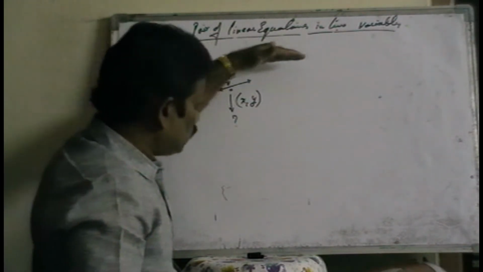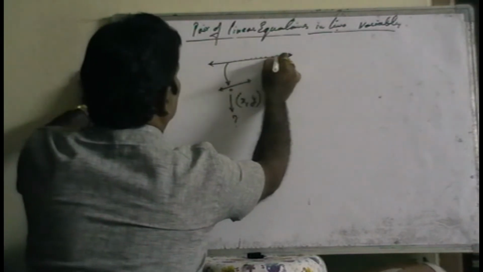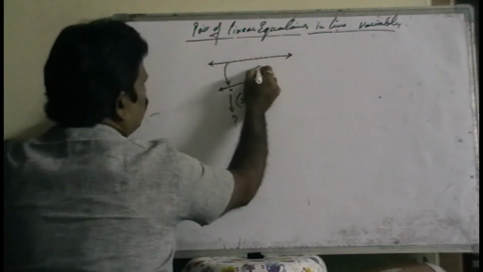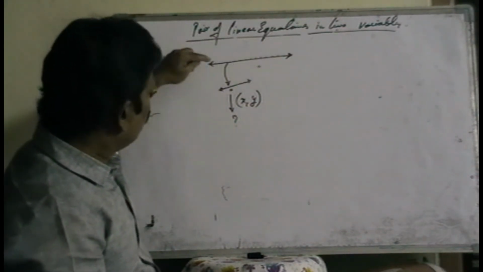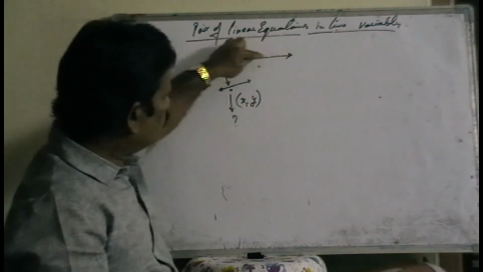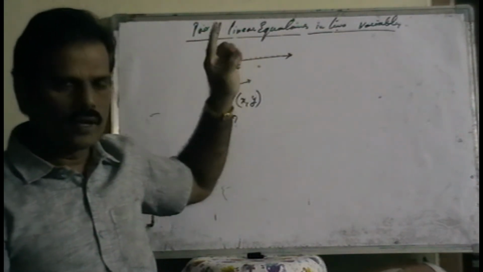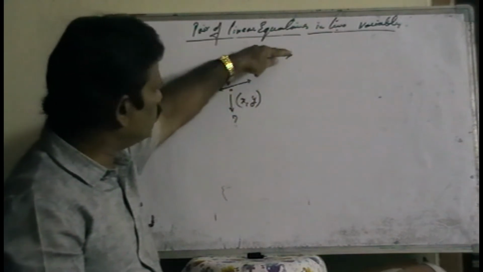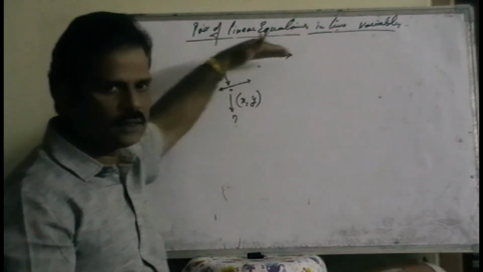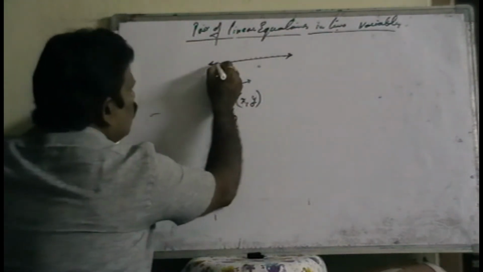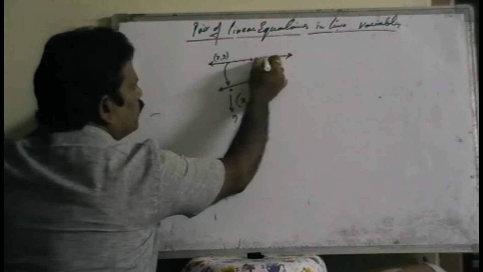Line equation means the line is passing through some points, right? But this line does not pass through this point. That means some difference is there. Every point on this line satisfies one condition, but this point does not satisfy this condition. A point on a line is a pair of two coordinates, x comma y only. Every point is x comma y.